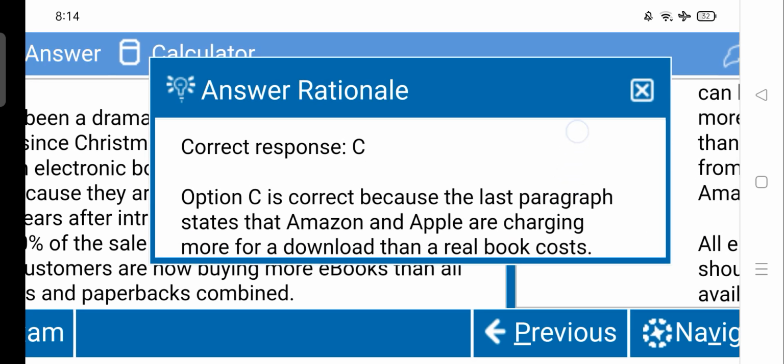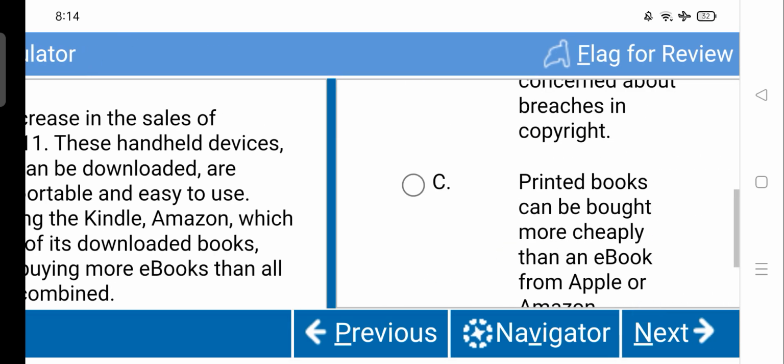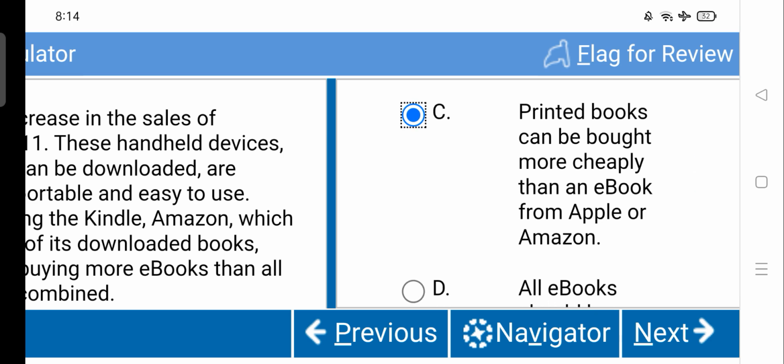So here we have option C is correct because the last paragraph states that Amazon and Apple are charging more for a download than a real book costs. So we have option C as our correct option.